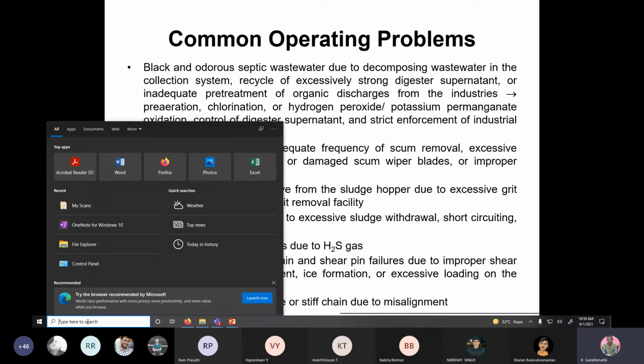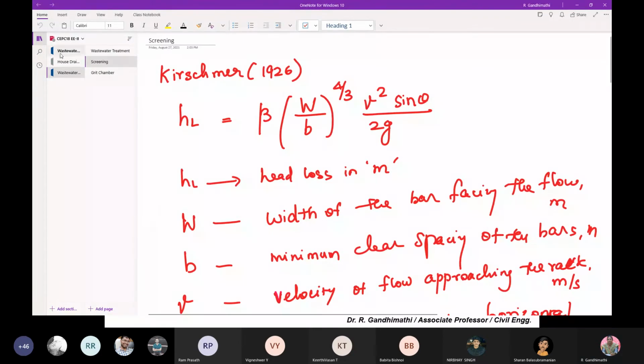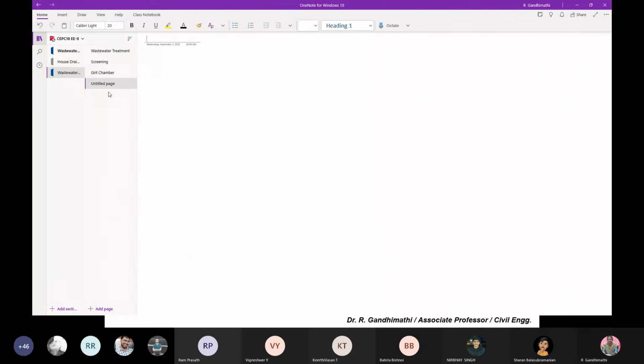Design a rectangular sedimentation tank with an average flow rate of 1.4 MLD. Please note down the design criteria for a primary sedimentation tank of rectangular type.